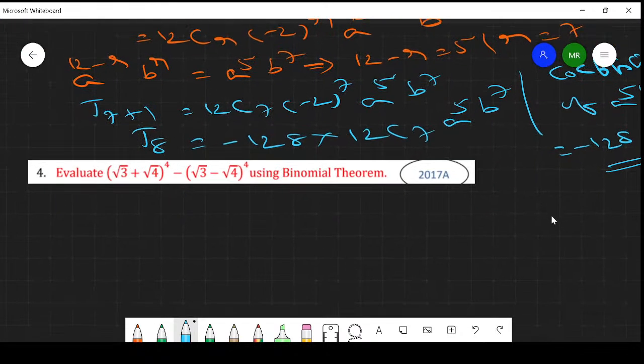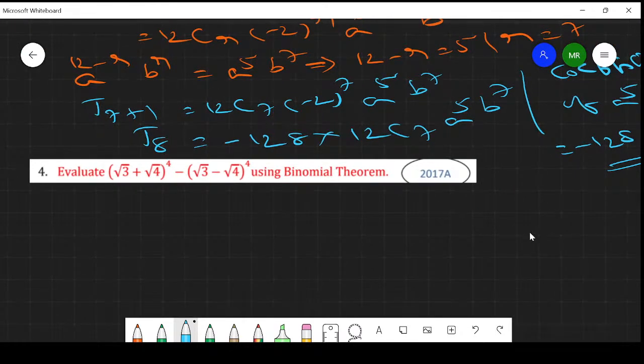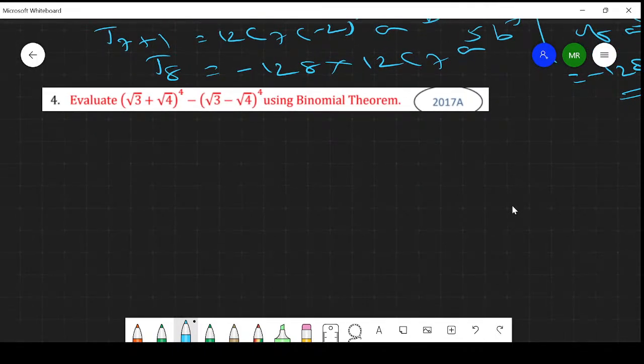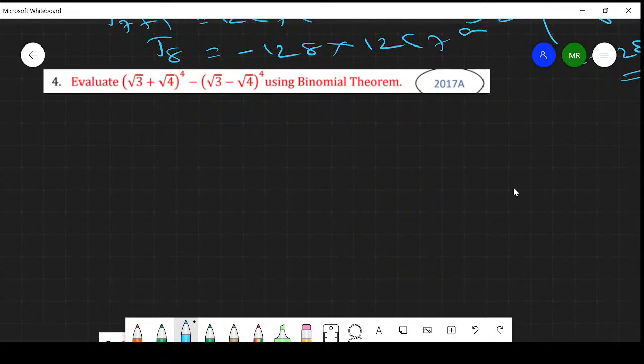Next, evaluate (root 3 plus root 4) whole power 4 minus (root 3 minus root 4) whole power 4 using the binomial theorem. When they ask using the binomial theorem, they are asking to expand this. So before that, I will tell you a standard problem. For example, (a+b)^4.